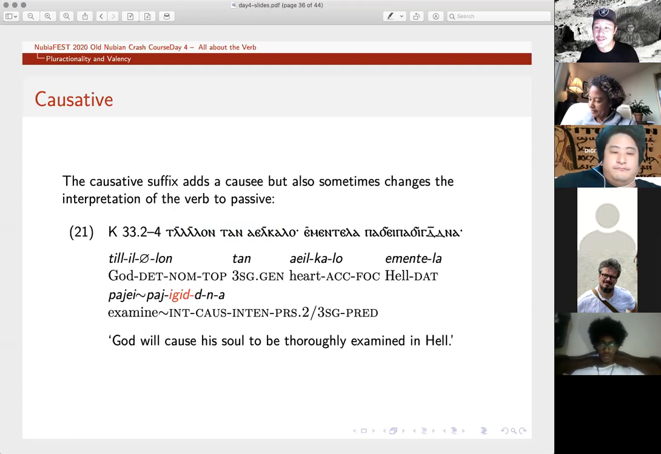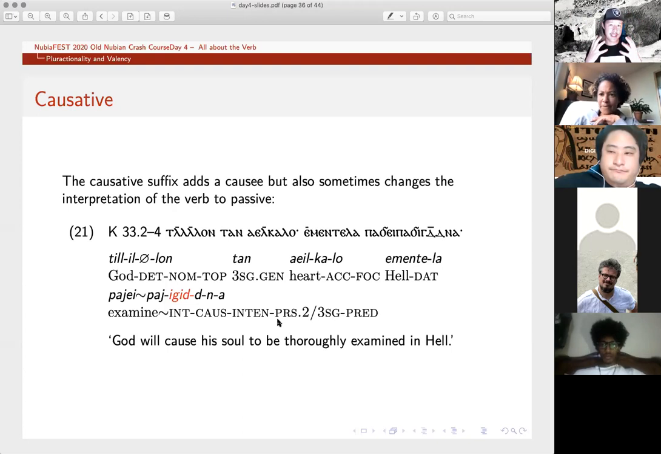So asks, oh, there are a lot of questions today. So asks, does Old Nubian have noun incorporation? So noun incorporation is a phenomenon in which you usually have a transitive verb and then its object is really close and the object is usually marked with the accusative. And then at some point in time, the accusative is dropped and the noun basically merges into the verb phonologically.